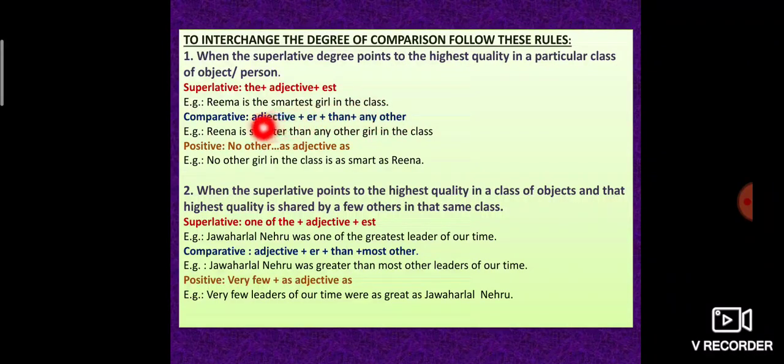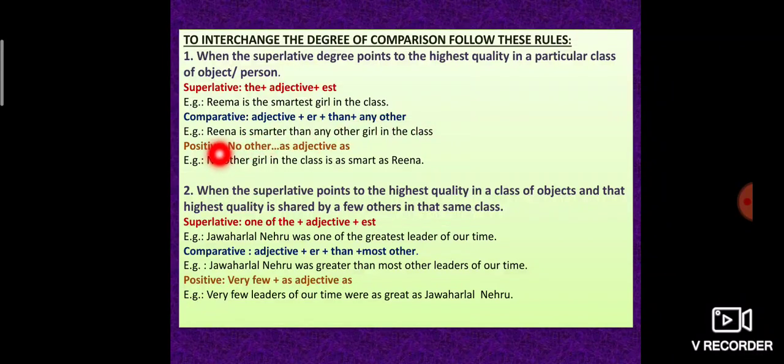So how will the comparative, what is the formula? Adjective plus er plus than any other, right my dear students? Rima is the smartest girl in the class. It is only talking about one girl, so we will change into comparative. So what is the formula? Adjective plus er, then any other girl. Rima is smarter than any other in the class.